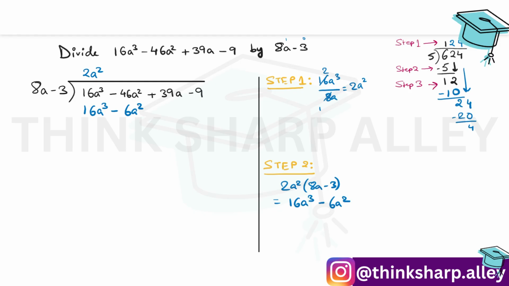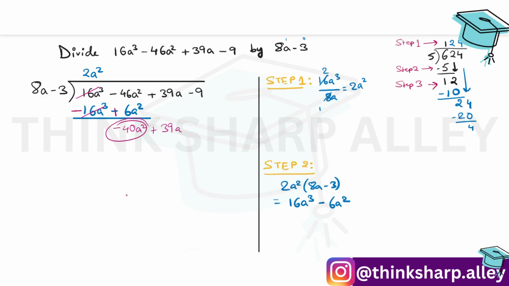So just like we did in number division. Now in algebra, how do we subtract? We have to change the sign of the second expression. So this becomes minus while this becomes plus. And the first two terms get cancelled, and minus 46 plus 6 is minus 40a square, and bring the next term down, plus 39a. Then we repeat the same steps. Divide, multiply, subtract until all the terms from the dividend have been used.